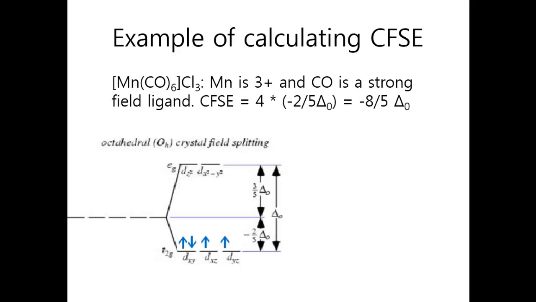The crystal field stabilization energy should be negative 2/5 delta 0. In the Nernst equation, E of cell is equal to E naught of cell minus RT over nF log Q.